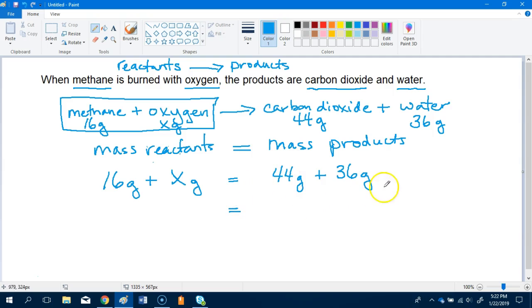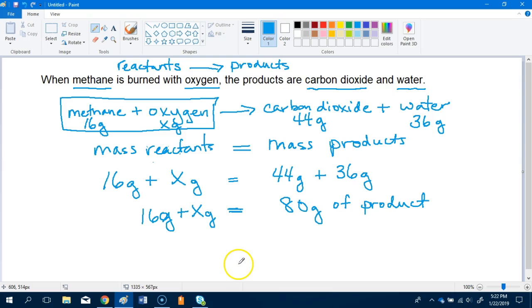Now if I simplify the product side, 44 grams plus 36 grams gives us 80 grams in total of product, which means that the total mass of our reactants also has to equal 80 grams.